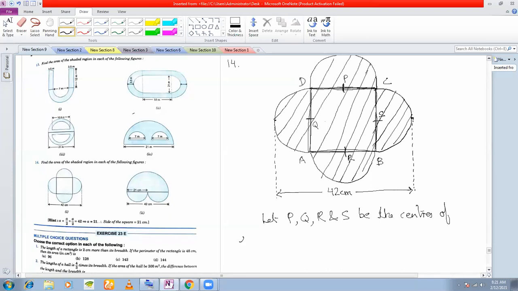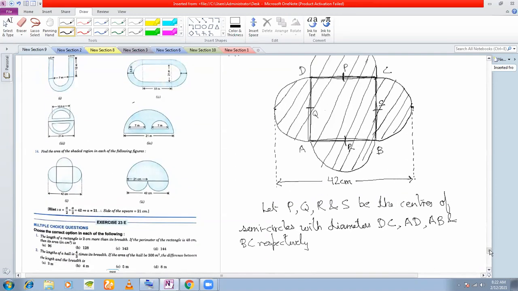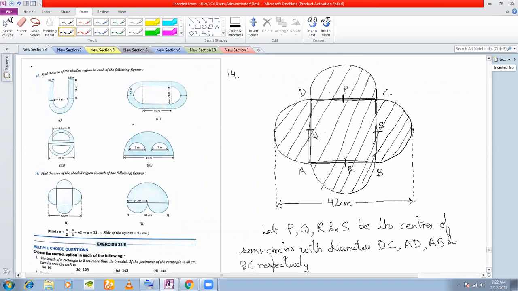of semicircles with diameters DC, AD, AB, and BC respectively. Okay, so I've taken the centers. Now let us take each side of this square to be X. Suppose each side of the square is X.